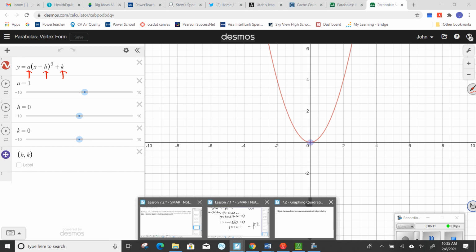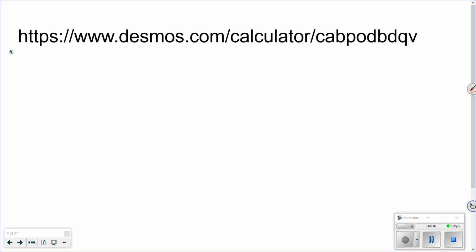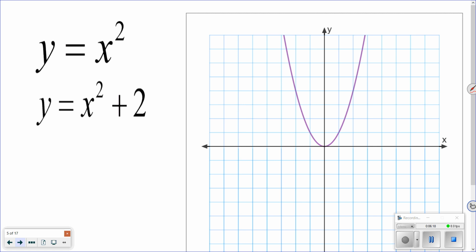If you look at your next slide on your note page, you should have this. So we want to compare, what does y equals x squared look like? We know what it looks like. We want to find out what does y equals x squared plus 2 look like. So we're adding 2 on the outside.